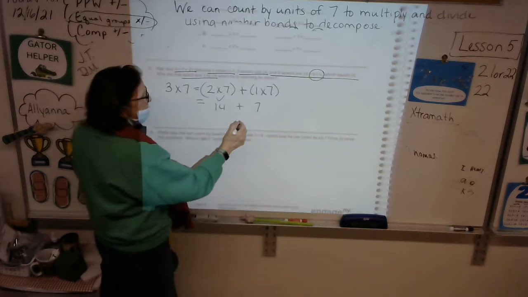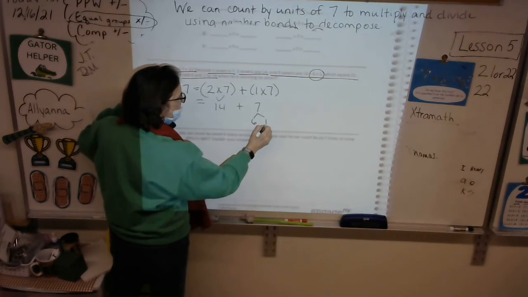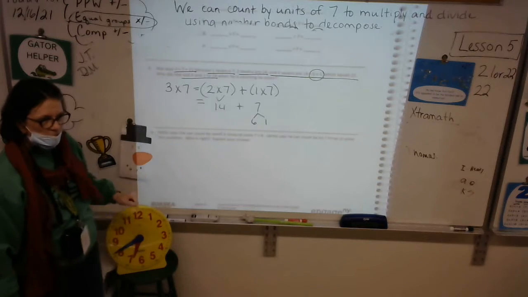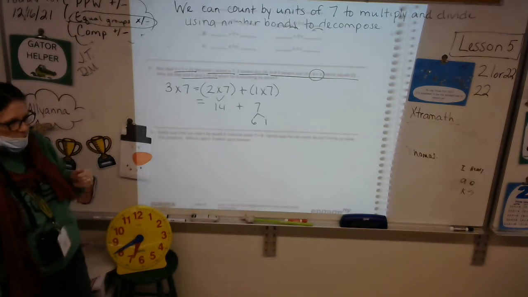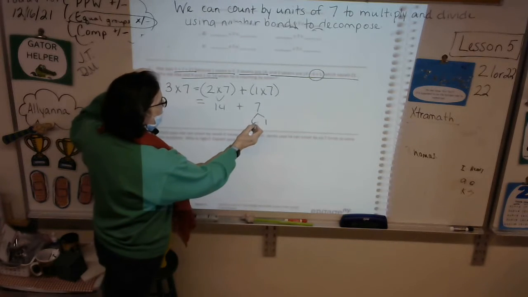Very good. So this is what he did. Go ahead and do it on your board. He decomposed 7 into 6 and 1. On your paper. Didn't he? Decompose 7 into 6 and 1. And then this is what William's talking about.